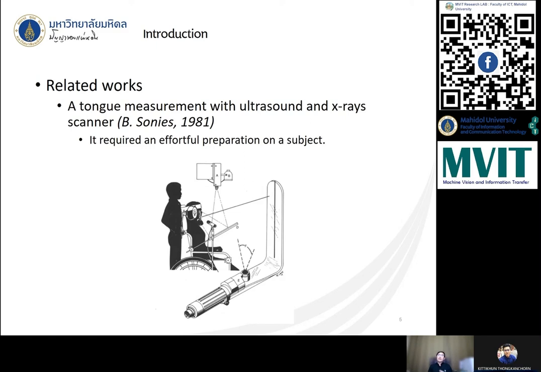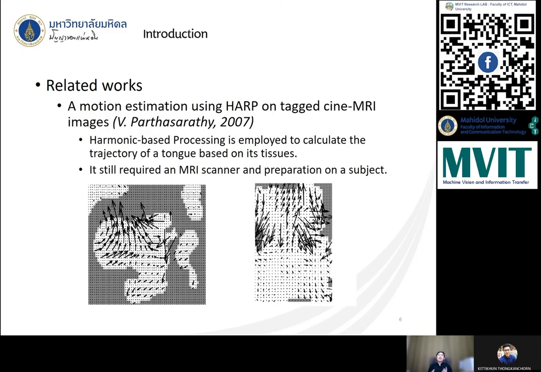In related work, they also have some conventional techniques that use special equipment to investigate and estimate the motion of the tongue, using special machines like ultrasound, X-ray, or MRI in order to have a look at the clear motion of the tongue movement. And in this work, it relies on an MRI scanner, using harmonic-based processing to calculate the trajectory of the tongue in order to estimate the motion that happened by the tongue movement.